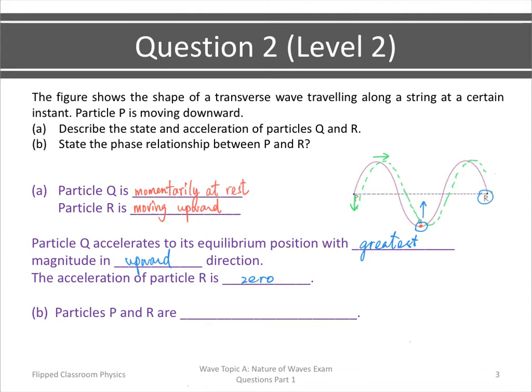For the phase relationship, we need to consider the path difference. The path difference between P and R is 1.5 lambda. So when P is moving down, R is moving up. So we say that P and R are 180 degrees out of phase. Or we can say that they are in anti-phase.